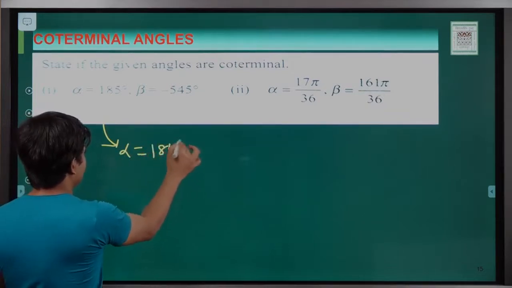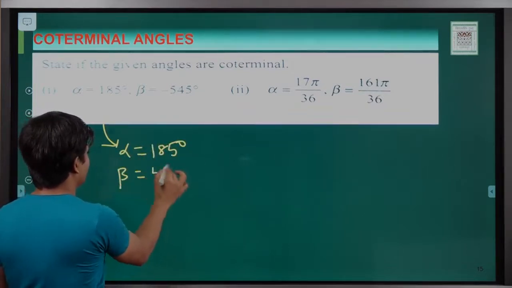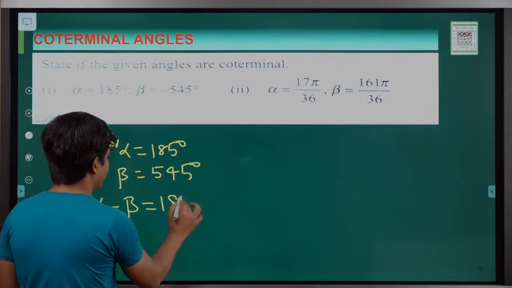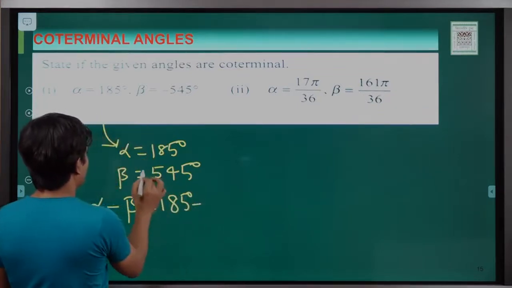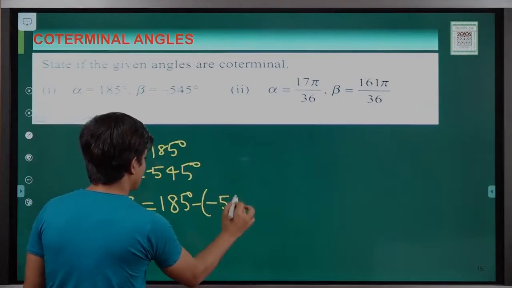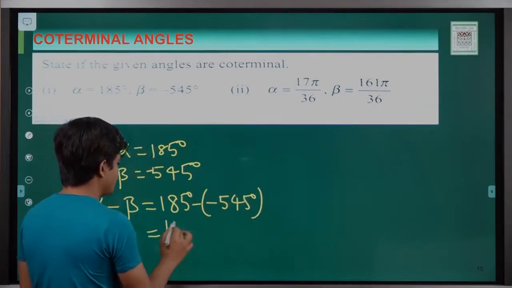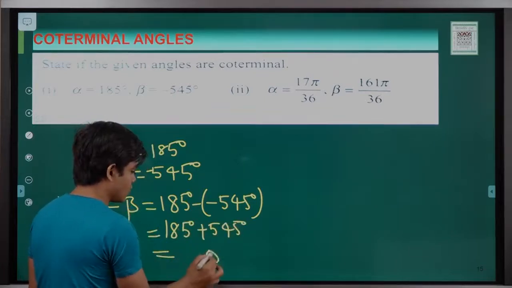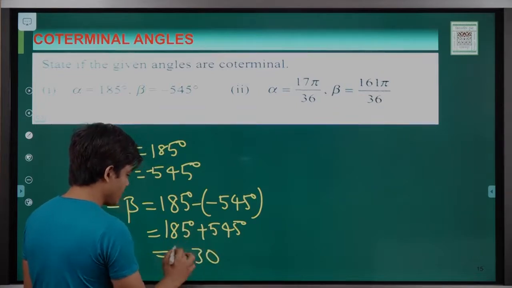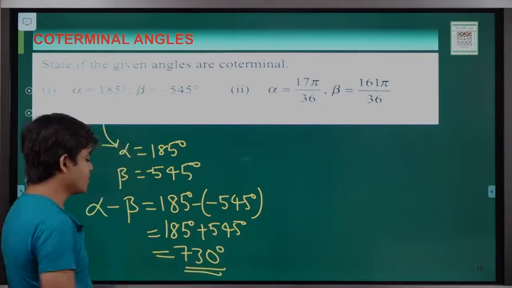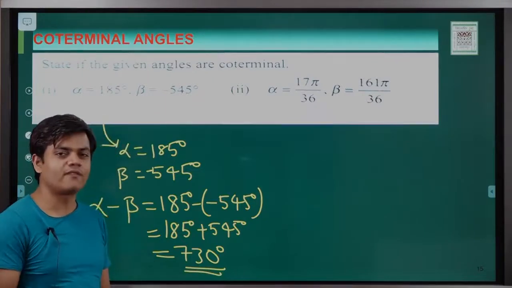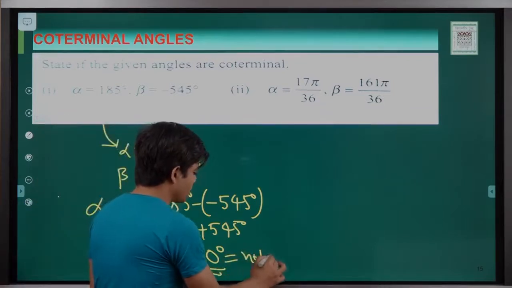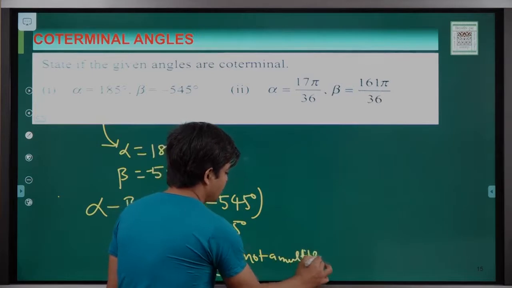Alpha is equal to 185 degrees and beta is equal to 545 degrees. So what about alpha minus beta? It will be 185 minus 545 degrees, which is minus 360 degrees. Is it a multiple of 360? No, it is not a multiple of 360.